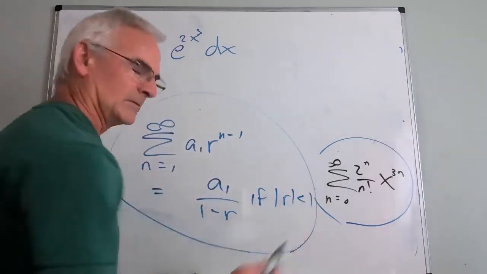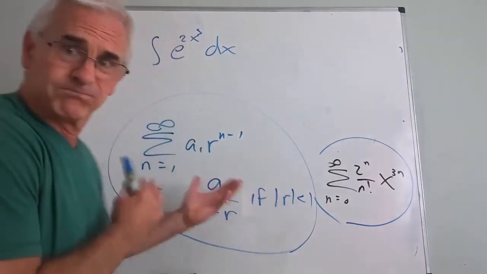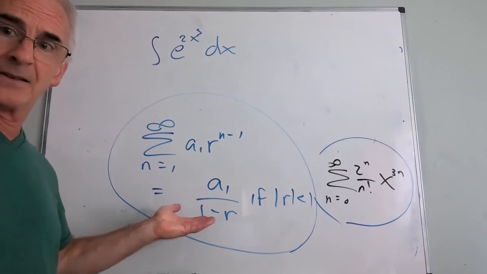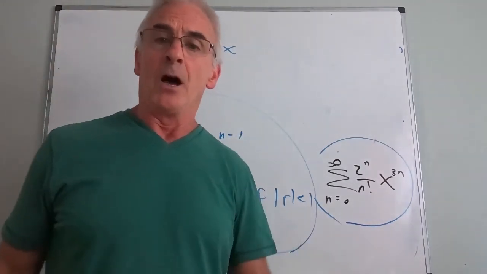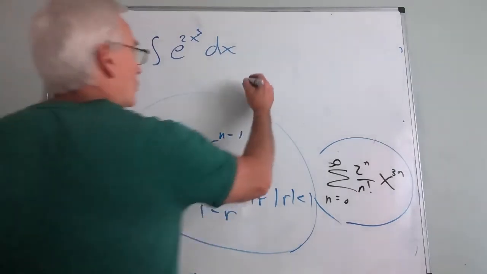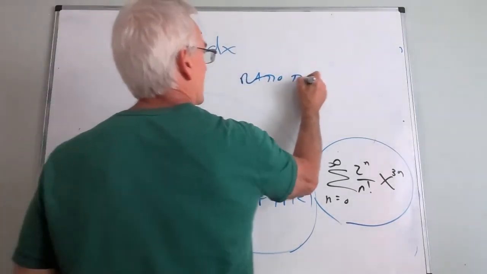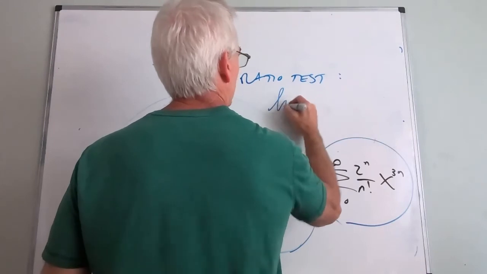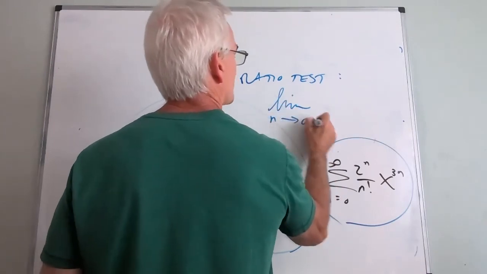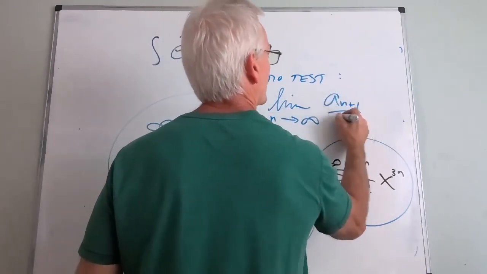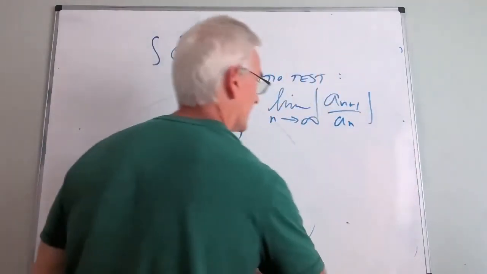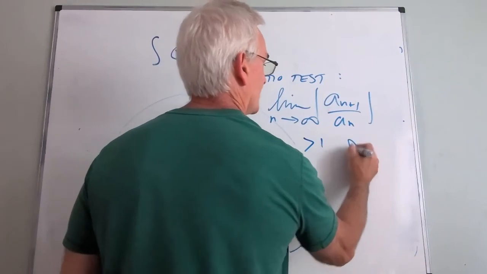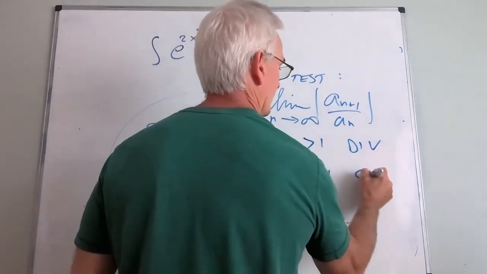We proved that. You can write this down. I mean, we did a limit. We did a major proof of that. I don't need you to memorize that off the top of your head. Write that down. Ratio test: limit as n goes to infinity of a n plus 1 over a n. Greater than 1 diverges, less than 1 converges.